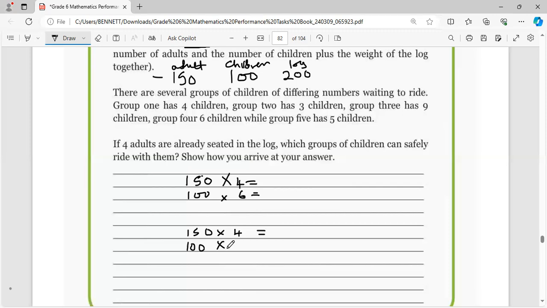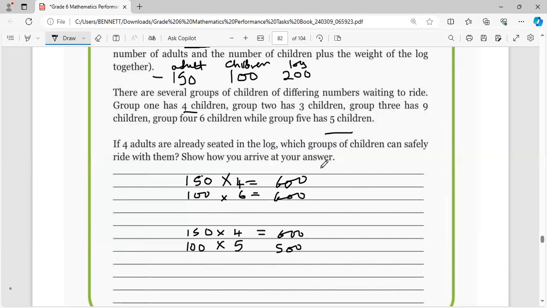You can remind me how many children in this group that you chose? 5. All right. So that means this would be 600. This would be 500. All right. So 4 children and 5 children.